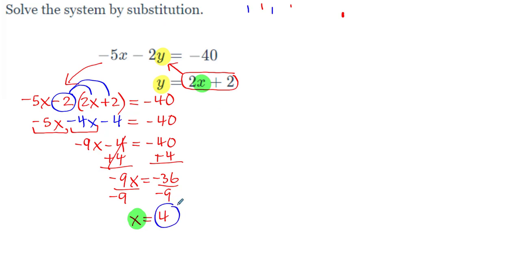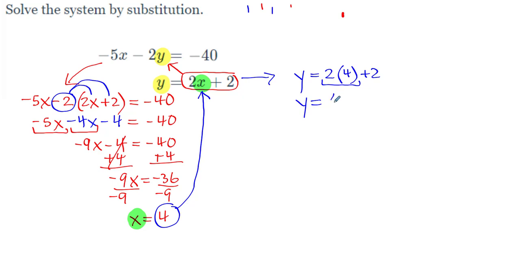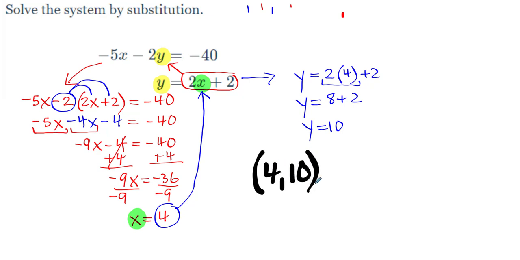So 4 goes into here. And then let's rewrite this and find out what our y value is. So I've got y is equal to 2, parentheses, in goes 4 for x, plus 2. We have multiplication and addition. We always multiply before we add. So that's going to be y is equal to, let's see, 2 times 4 is 8 plus 2, and then y is equal to 10. So we have our ordered pair. My x value comes first alphabetically, so it comes first numerically as well. I have 4, 10, and that's an example of one solution.